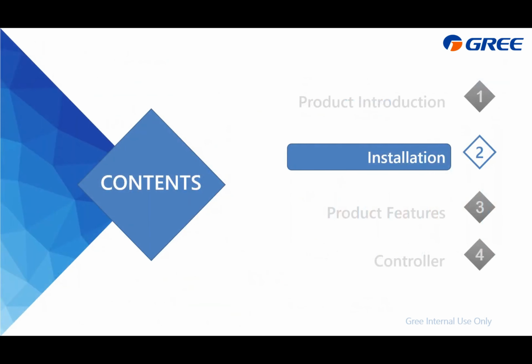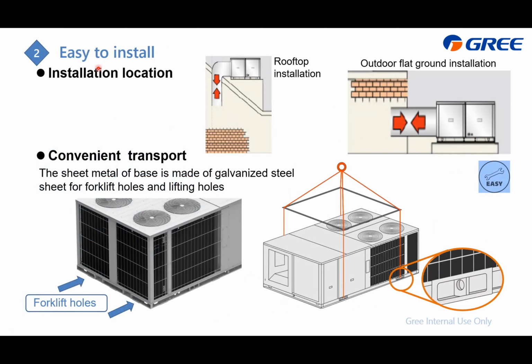Second part, installation. Easy to install. That means first is the installation location. Just like its name, rooftop, you can install the rooftop unit on the rooftop, and also you can select flat ground to install this one. After that, just connect the air ducting to the rooftop unit. It's okay.